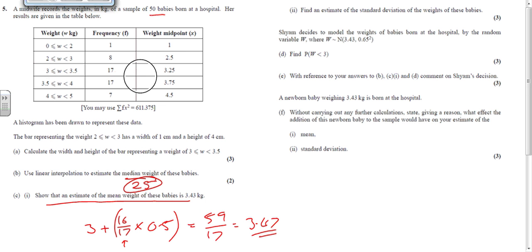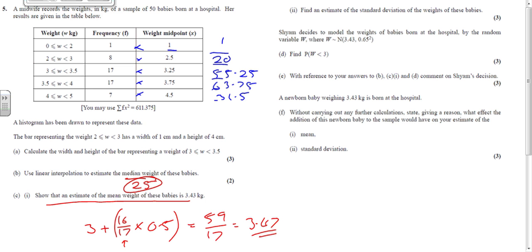Now, what we do for the mean is we multiply the frequency by the midpoint. Here they've given us what the midpoints are, so we multiply those together and we get these values here. So it's going to be 8 times 2.5 is 20. 17 times 3.25 is 55.25. 17 times 3.75 is 63.75. And then 7 times 4.5 is 31.5.